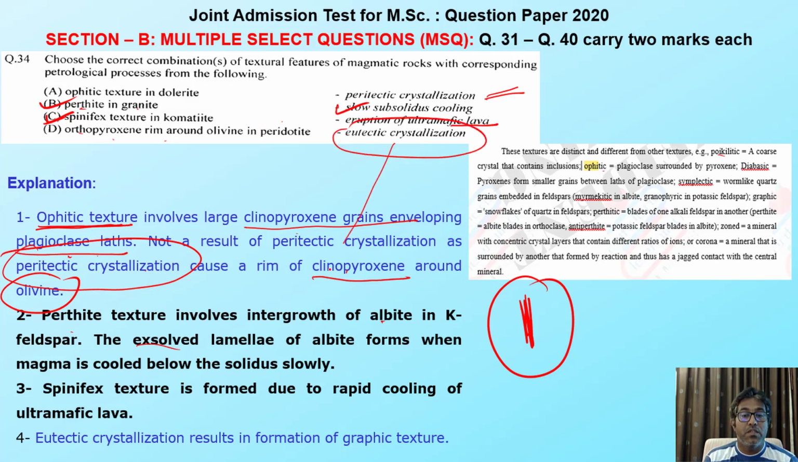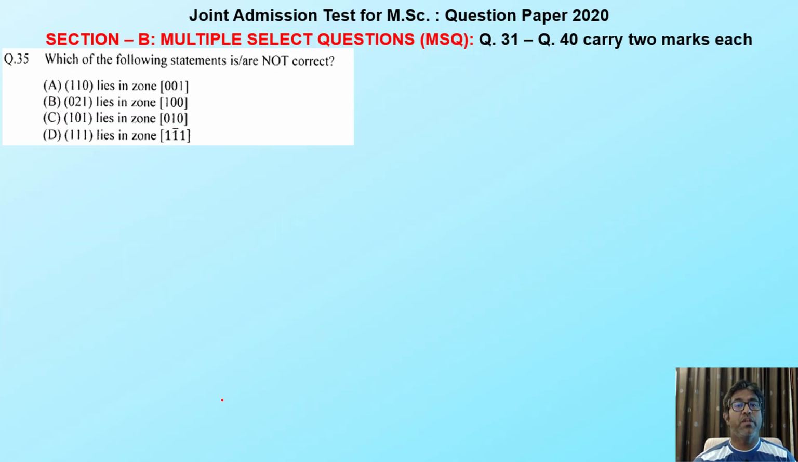Eutectic crystallization is related to graphic texture. You can note it down everywhere: what eutectic crystallization is and how it forms, so it will help you in future. So my option should be B and C. Moving to the next question.